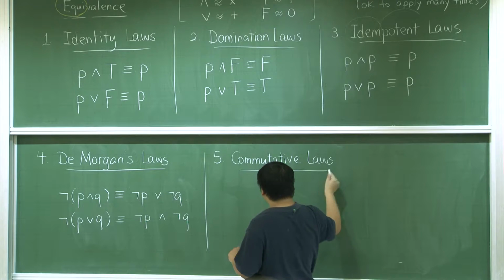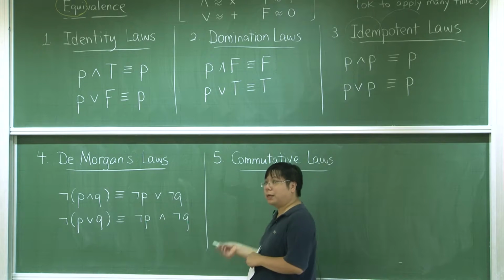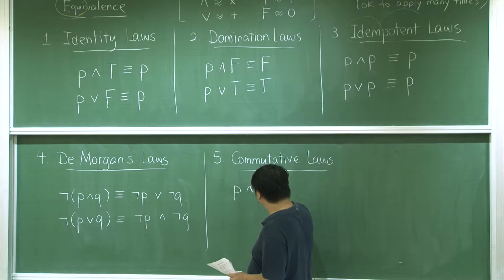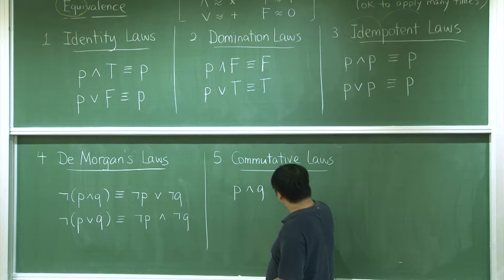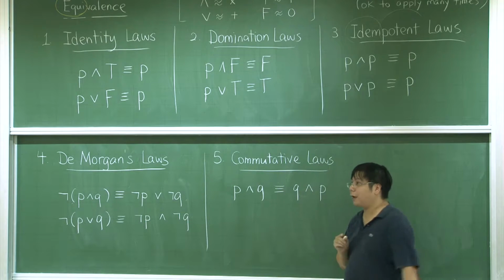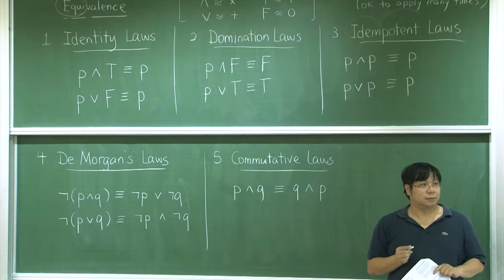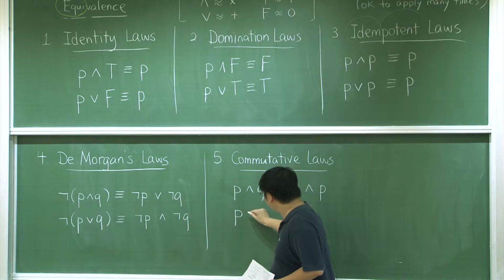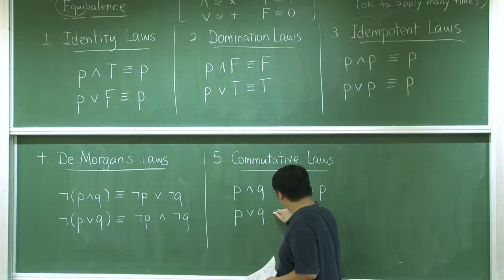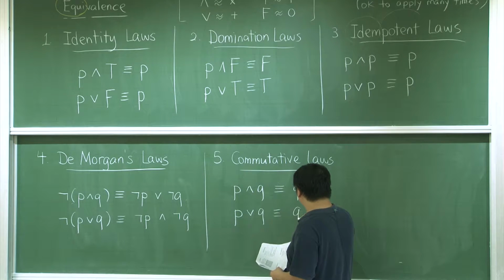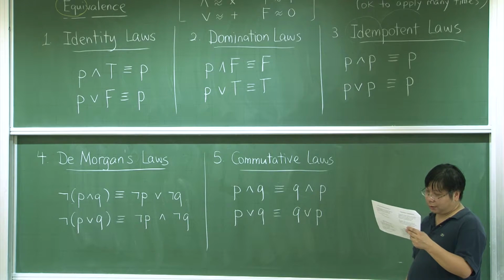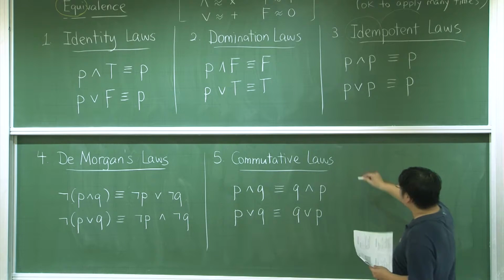So commutative law means we can exchange the ordering. So P and Q, you can exchange the ordering as Q and P. They will have the same truth value all the time. Okay, and similarly, P or Q is going to be Q or P. Okay, the next one.